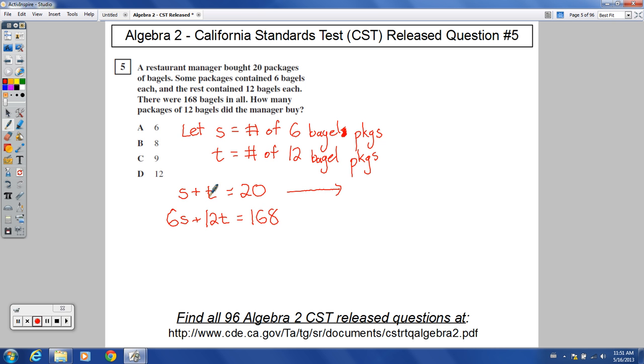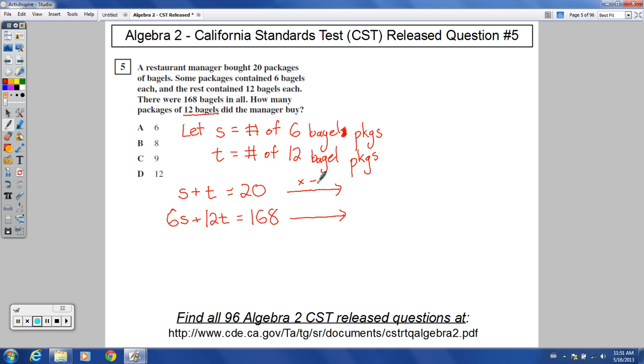From here, linear combination is going to be the easiest way, I think, to do this. You could use substitution. You could subtract T, get 20 minus T, plug that in for S, and solve it like that. That's one way to do it. I think this way, though, the linear combination way, is a little easier. So how many packages of 12 bagels did the manager buy in all? If I solved for T right away, that would be the easiest way to go about this. So I want to get the S's to cancel.